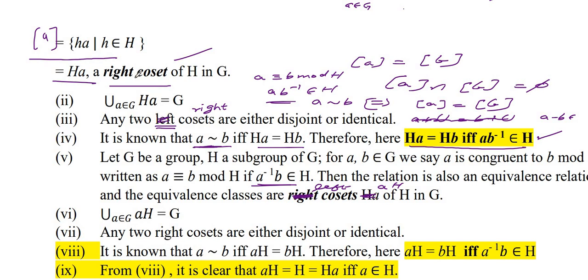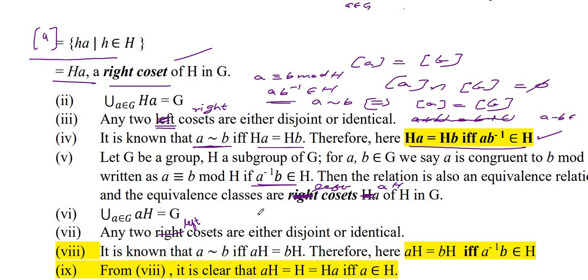Because we are talking about right coset, here we should have this, and here we are talking about left coset. So we have here any two left cosets. This must be left cosets are either disjoint or identical. And again, A is related to B if and only if AH is equal to BH. The same relation: A is related to B if and only if the class of A is equal to the class of B. So here the equivalence class of A is a left coset, and the equivalence class of B is this left coset.